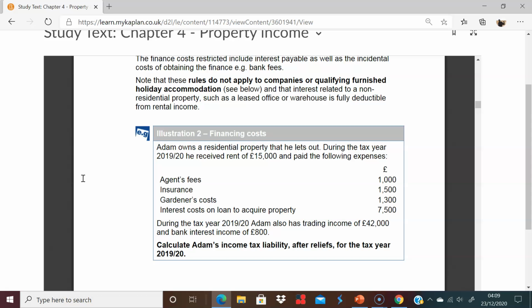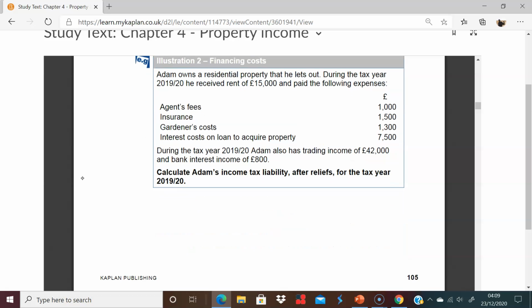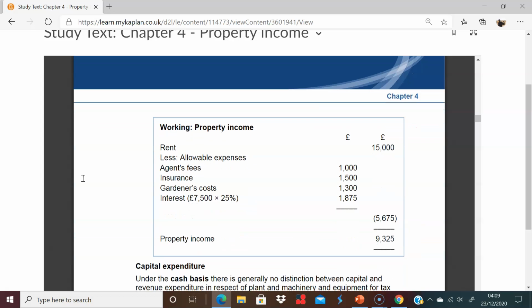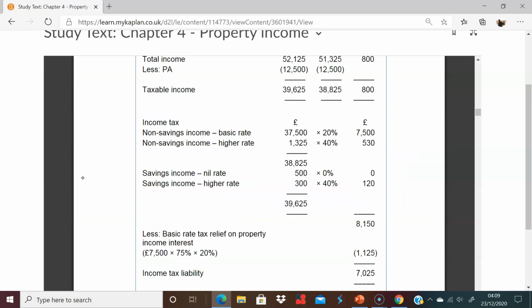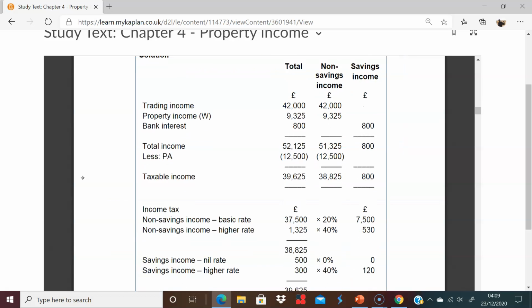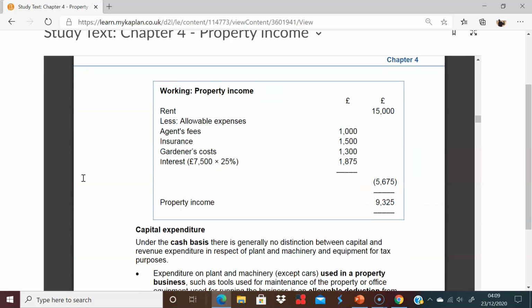1,513, and he has some other income. I'm not going to focus so much on the rest. I just want to focus on the property income so you can see where we're going here. So in terms of property income, I'll come to the working here. Property income, that's the rent. These are all allowable, and like I said, he's only allowed 25% of that interest expense as a deductible expense. So 25% of the 7,500, you can see that here. Here's the 7,500, these are the interest costs. So that's the first thing. And therefore the property income is 9,325. And property income is non-savings income.